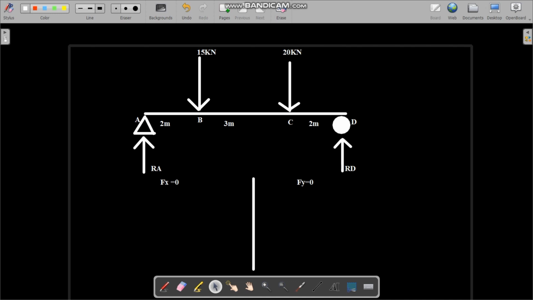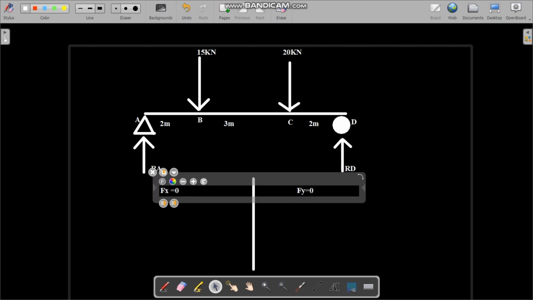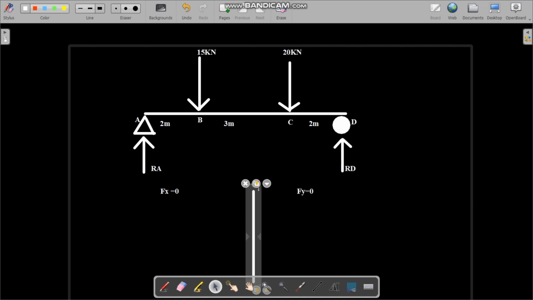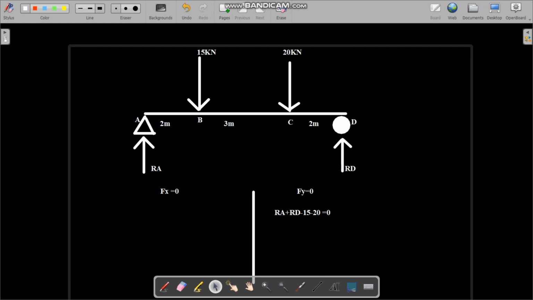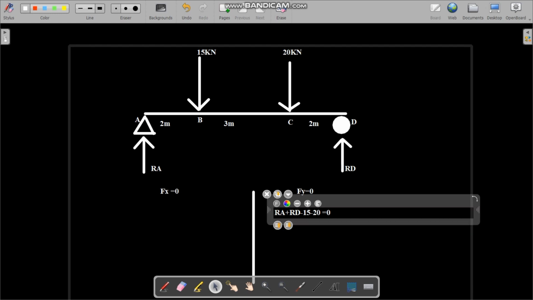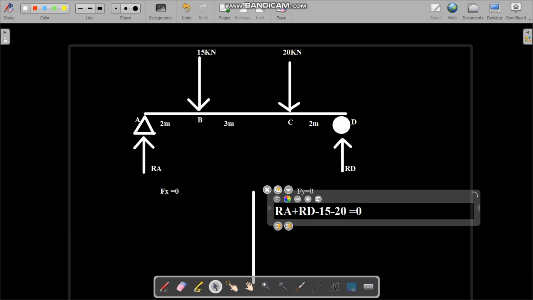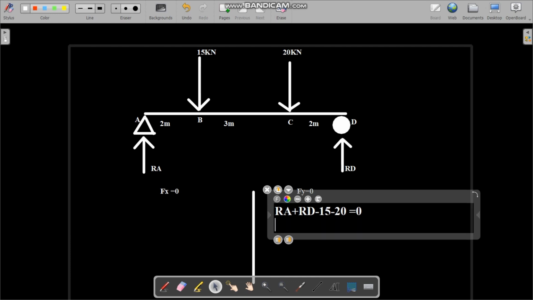So we just start with the Fy, because we don't have Fx forces or horizontal forces here. So we just start from the sum of Fy equal to 0. Okay, and here we just write down the positive forces first, like Ra plus Rd, and minus point load, like 15 kilonewton, and minus 20 kilonewton is equal to 0. So here you can see the four forces that are applied on that particular beam.